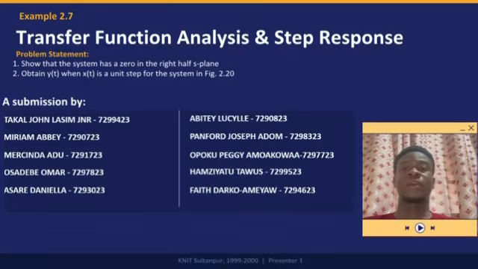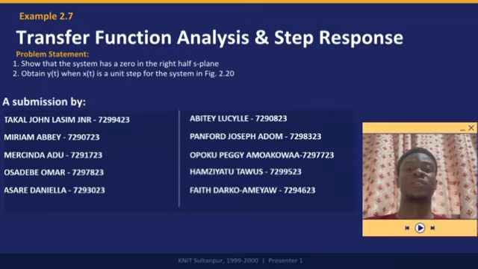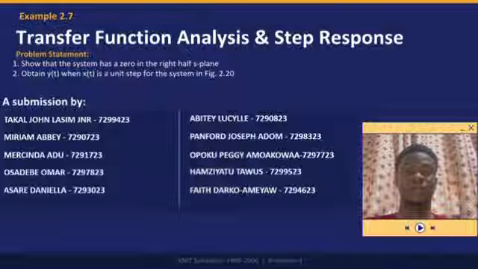Good day, everyone. My name is John Lassin Takao Jr., and on behalf of our team, I am pleased to present our analysis of example 2.7 from the control system course. Today, we will be examining a transfer function problem and identify two key concepts. One is the identification of right half plane zeros and calculation of a step response using the Laplace transform. And the problem is in two folds.